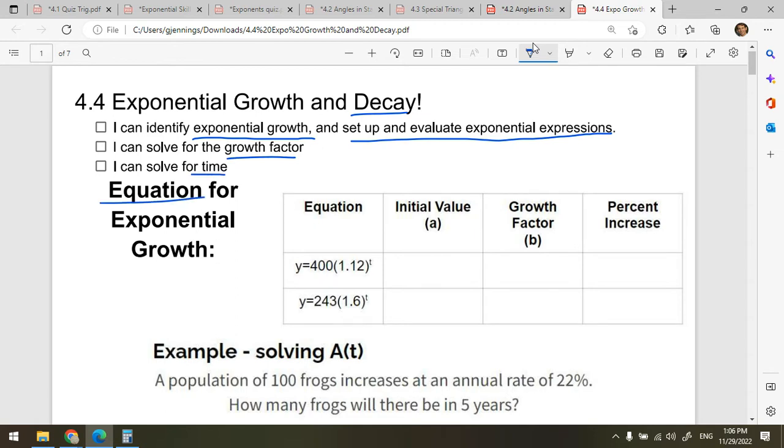The equations for exponential growth look like this. We would have some amount of something that's growing over time or decreasing over time, and that would be equal to a multiplied by b to the t. Okay, b would be raised to the t there, and t. What is a? The initial amount.